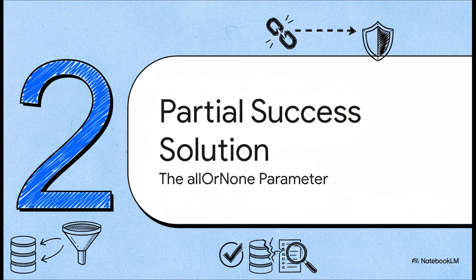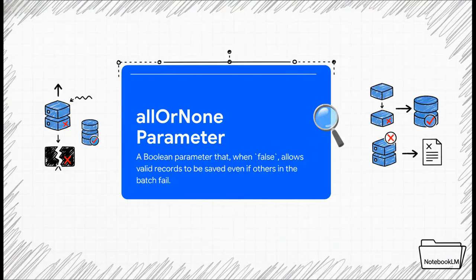Well, there is, and it's a pretty elegant solution that lets us save the good stuff and just gracefully handle the bad. So let's introduce the hero of our little story. Say hello to the all-or-none parameter. It's this optional little setting in a lot of database methods, and it does pretty much exactly what it sounds like. By just setting this one thing to false, you're basically telling the database, hey look, I know some of these might not be perfect. Just do your best, save what you can, and let me know which ones didn't work out.